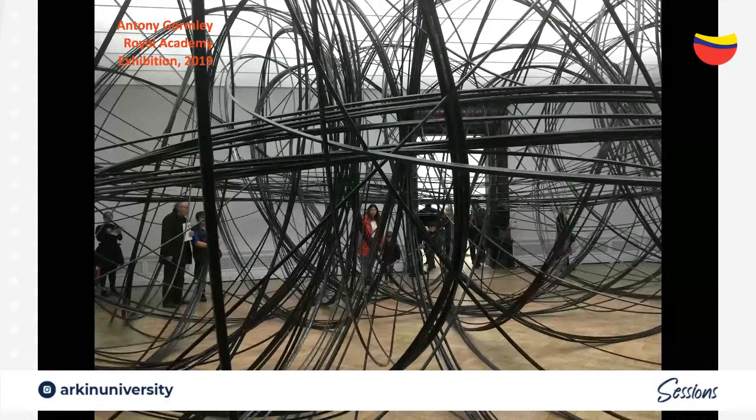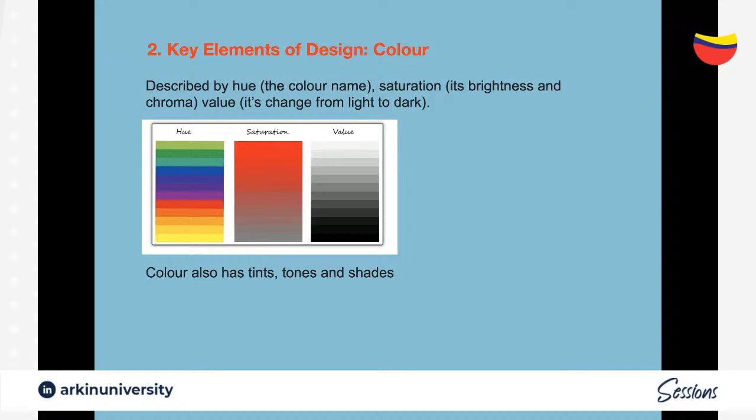The other key element of design, as you know, is color. Now, color is described by hue. This is the name of the color. Normally we say the color yellow, green, blue, red, etc. This is what we call hue. But then there is saturation, which is about the brightness and the chroma of the hue. As you see in the middle, from red to gray, there is a transition, a kind of saturation of the same color. And there's also the value, according to the light and darkness. So these are the three basic elements of color that we use.